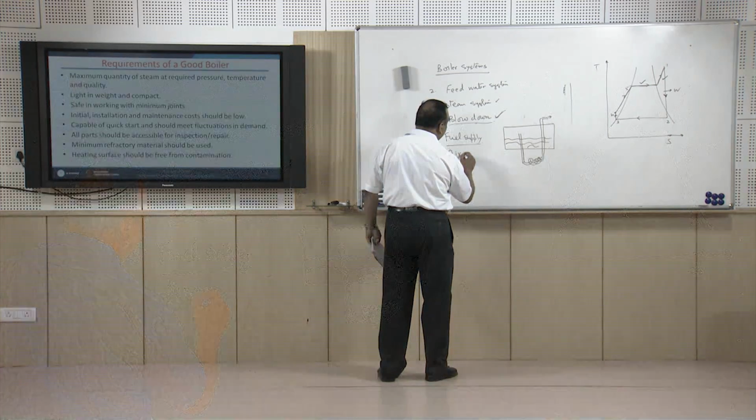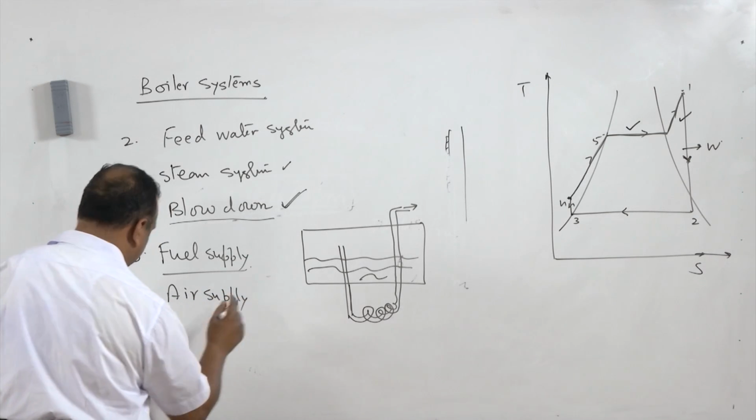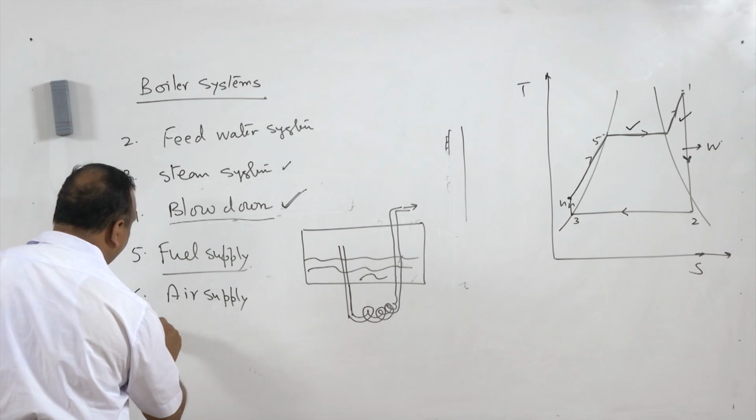Sixth is the air supply system, and seventh is the flue gas system.